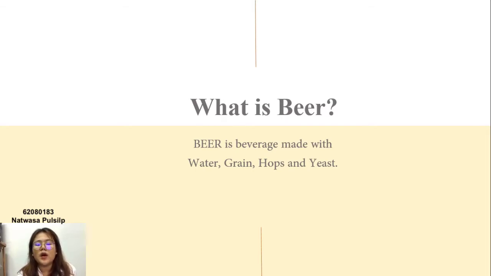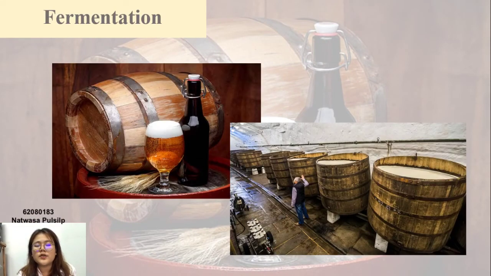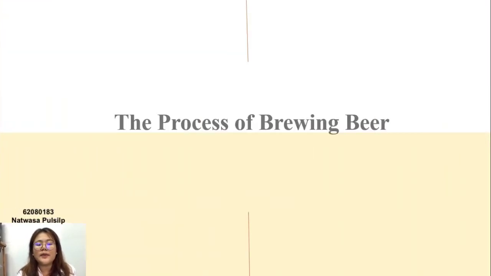However, wheat, corn, sorghum, and rice are also used in conjunction with barley. Fermentation is when yeast is introduced into a solution of water and grain sugar called wort. The yeast feeds on the sugar, and the feeding process is known as fermentation. The byproducts of fermentation are alcohol and carbon dioxide, which make beer both alcoholic and bubbly. The process of brewing beer.